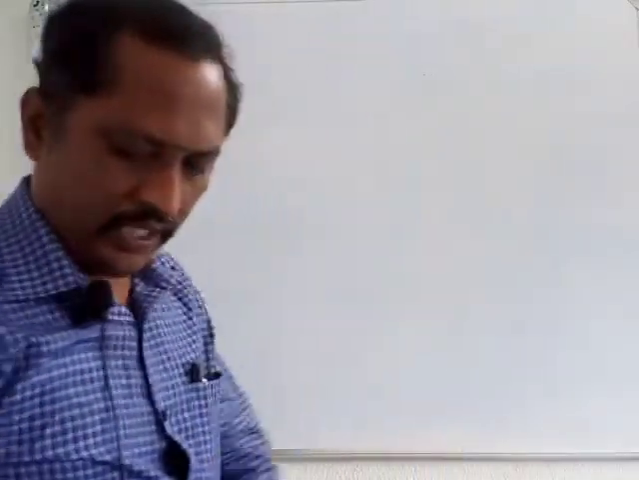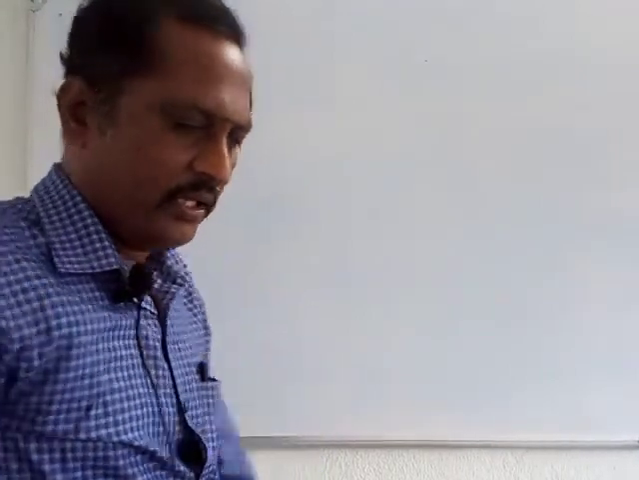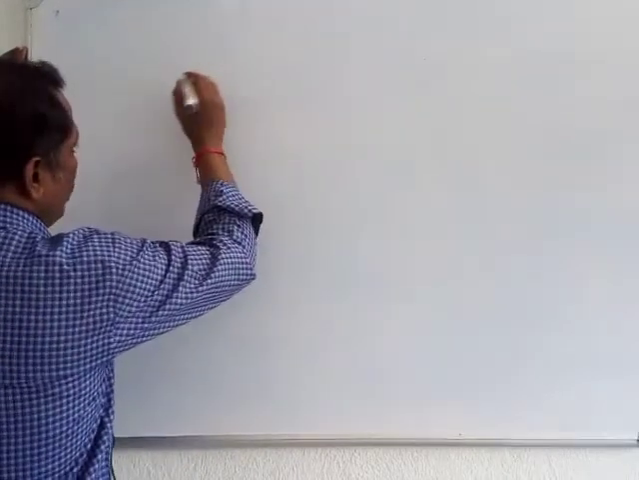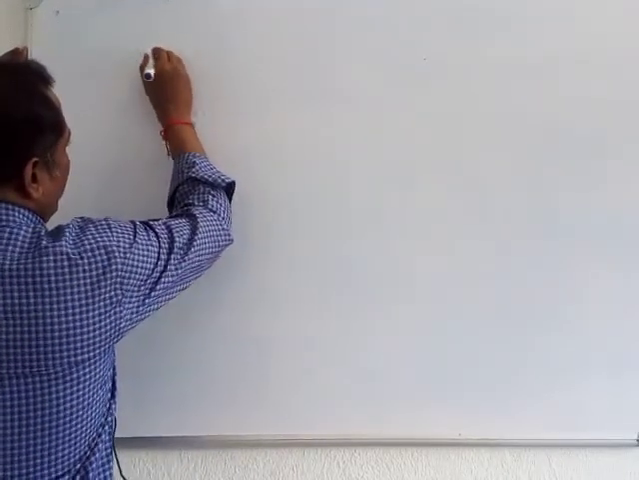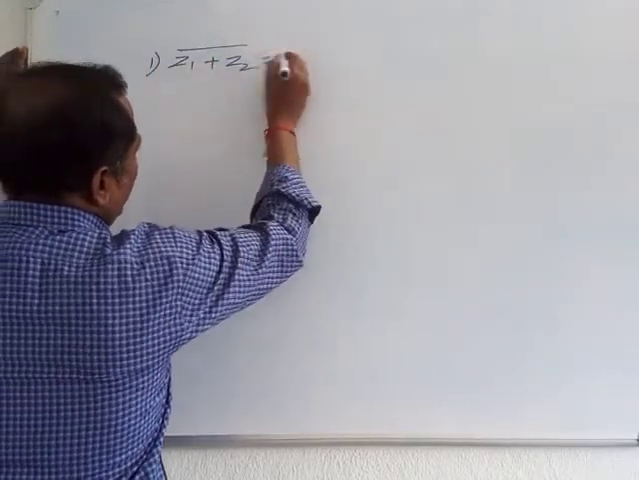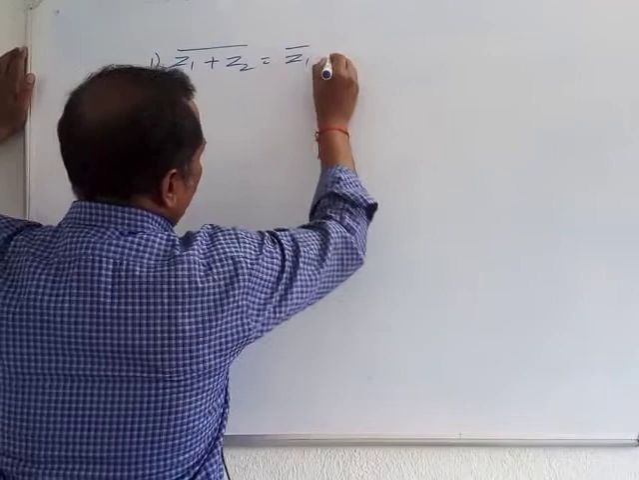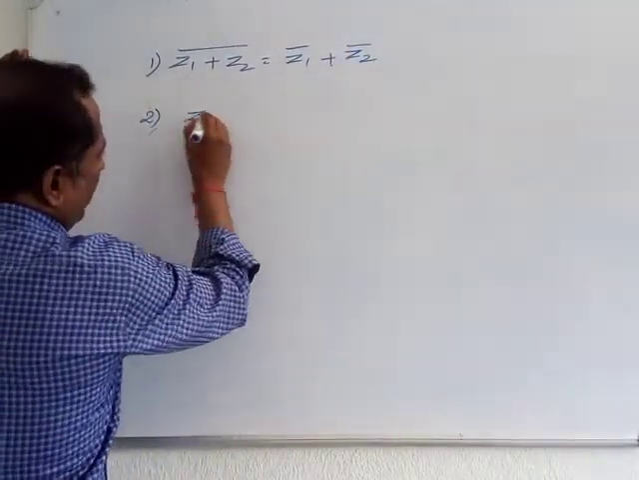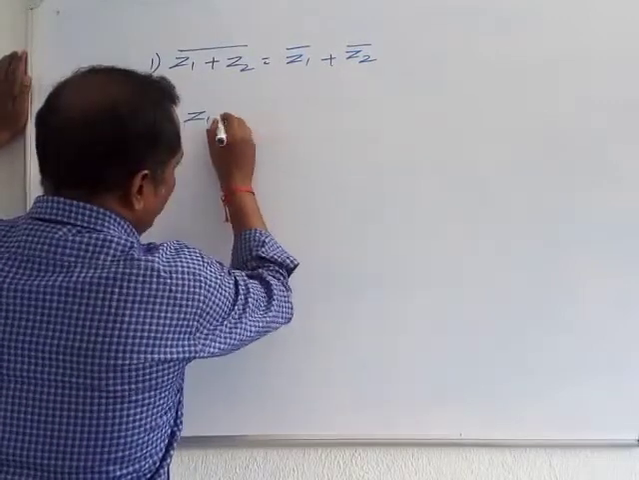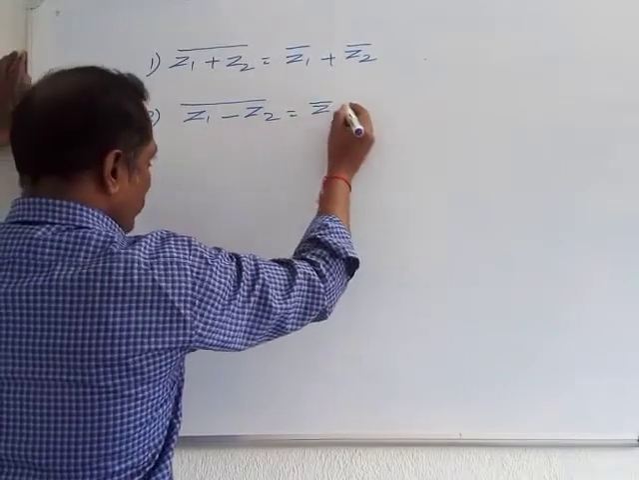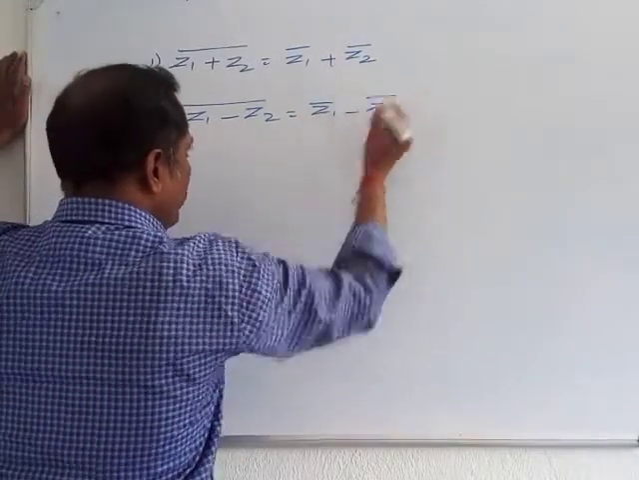Today's class we have to see the complex conjugate. Complex conjugate means the conjugate of a complex number. So the properties of the complex conjugate: the first property is (z1 plus z2) the whole bar is equal to z1 bar plus z2 bar. Second one: (z1 minus z2) the whole bar is equal to z1 bar minus z2 bar.